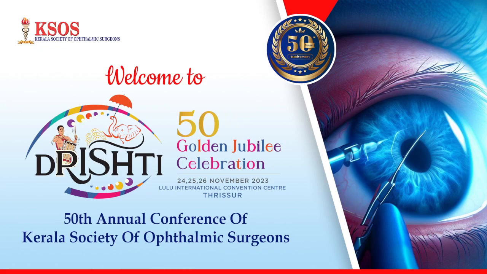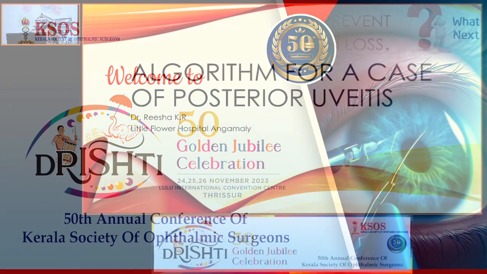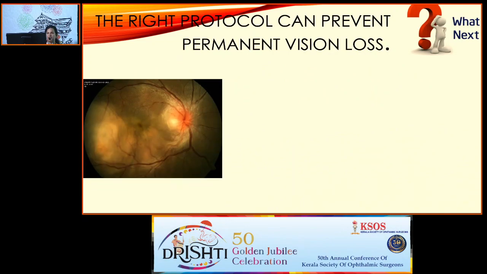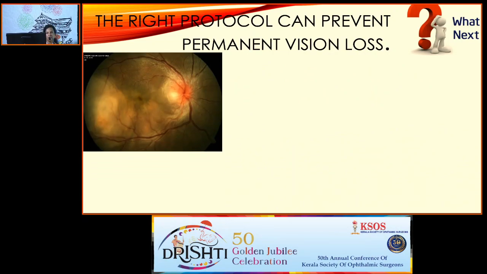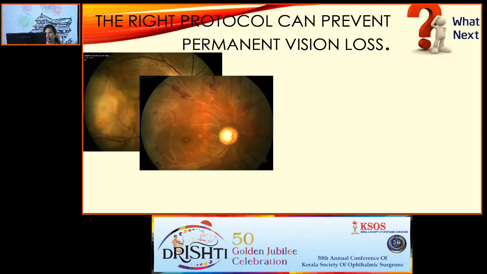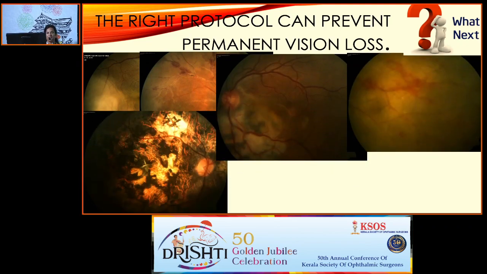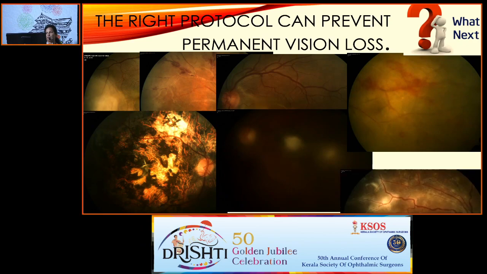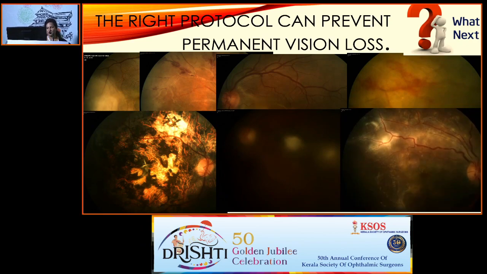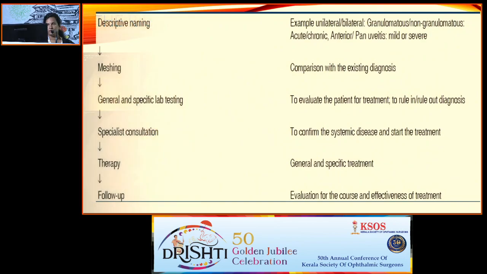Thank you, Rahul. I'll show you an algorithm for a case of posterior uveitis. Here are some examples of posterior uveitis. All look very much similar, but they have different etiologies. Some are infectious, some are non-infectious. Here comes the role of the correct protocol so that we can prevent permanent vision loss.